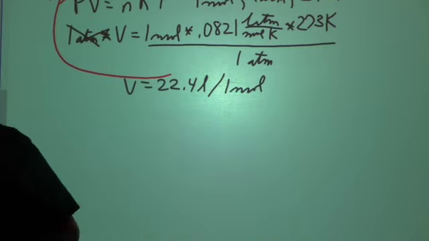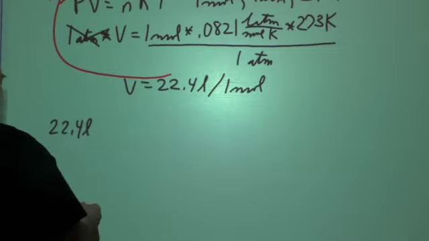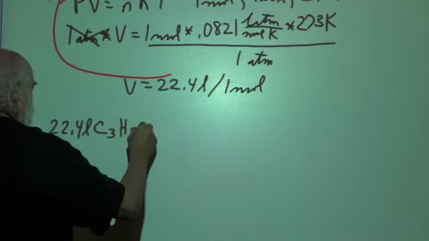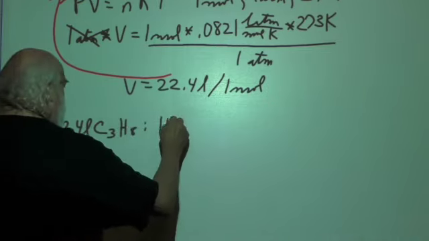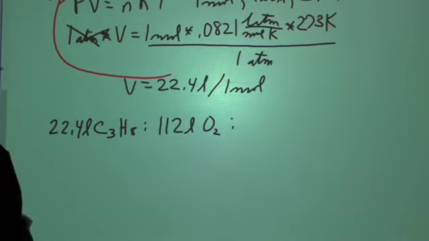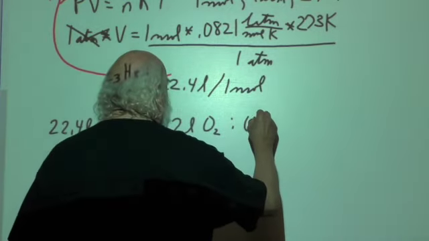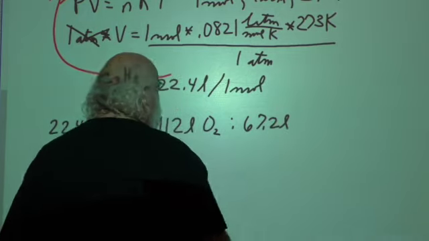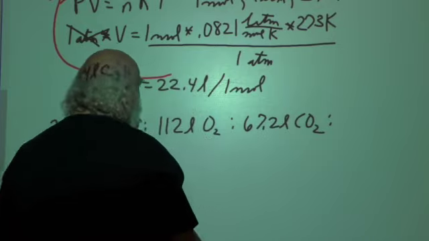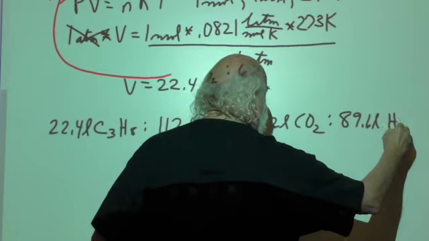I get 22.4 liters, because the moles cancel out, of propane for every 112 liters of oxygen for every 67.2 liters of carbon dioxide for every 89.6 liters of H2O.